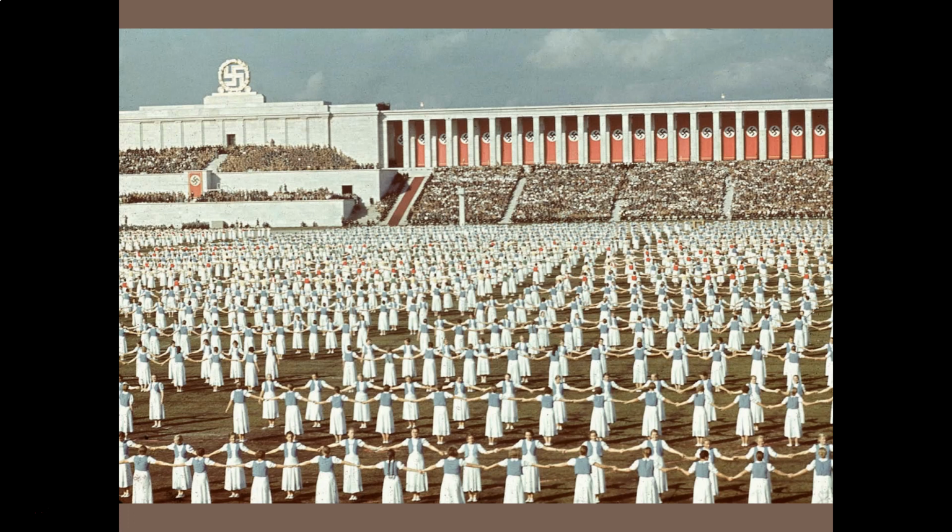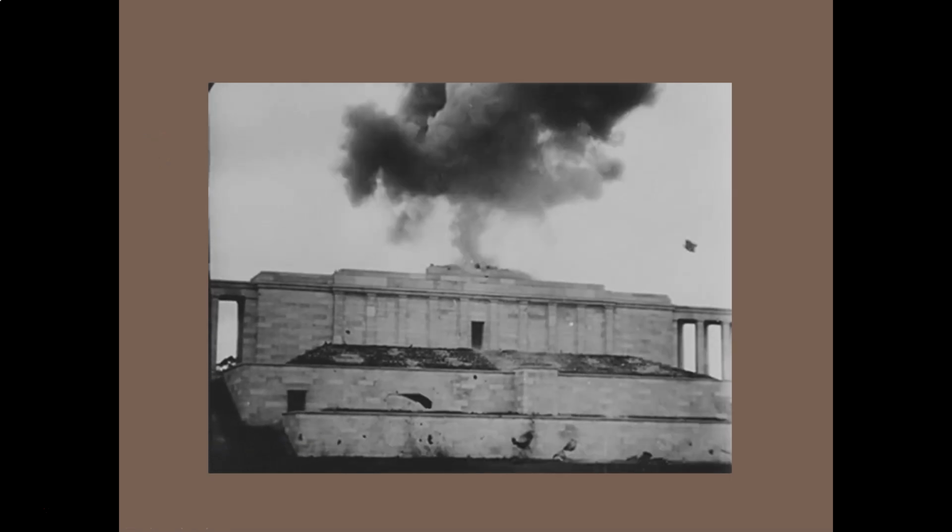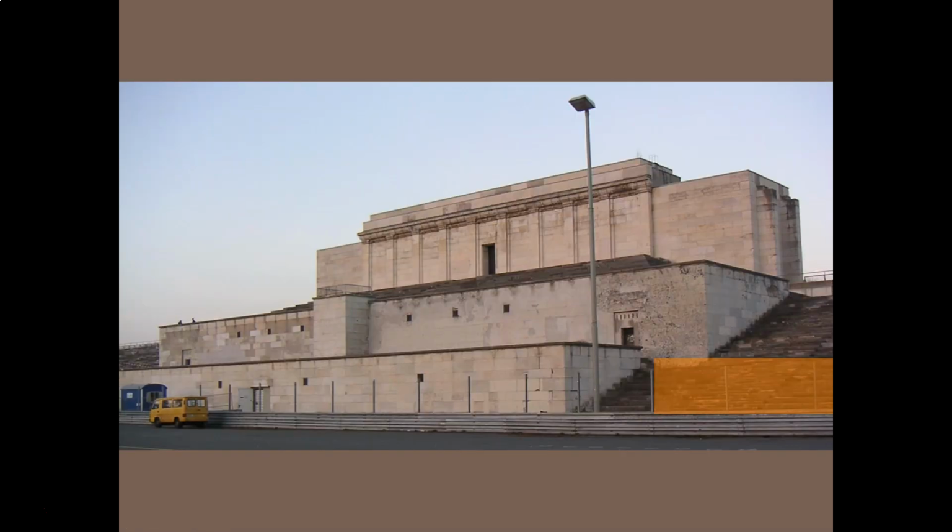By the way, in case you're curious, this building does still exist, although obviously minus the swastika. That was destroyed after the war by American forces, I believe. And there's the remnants of the building today.